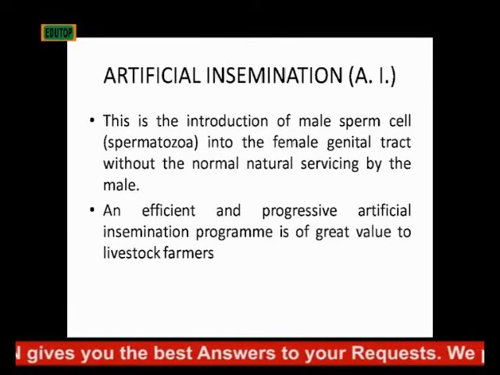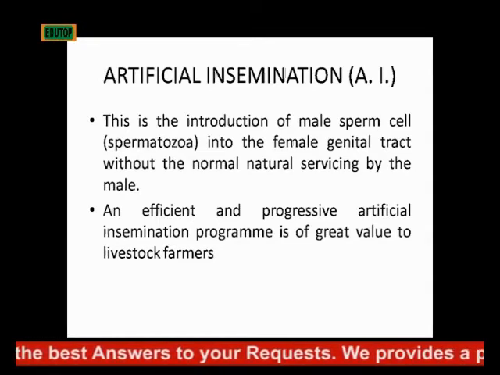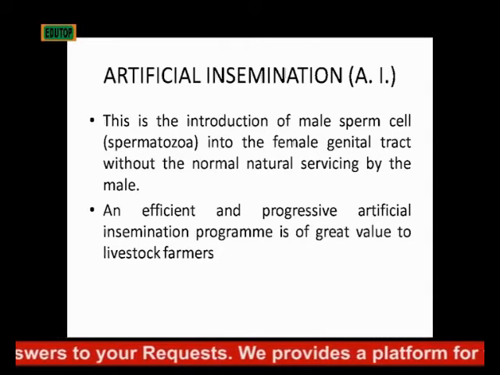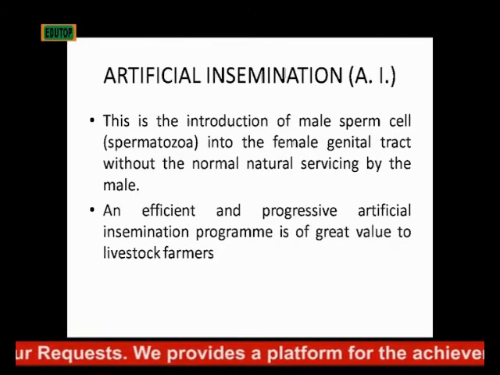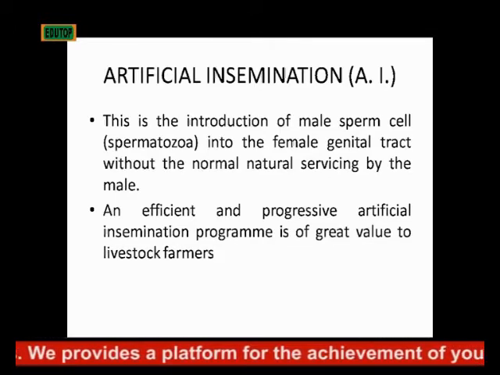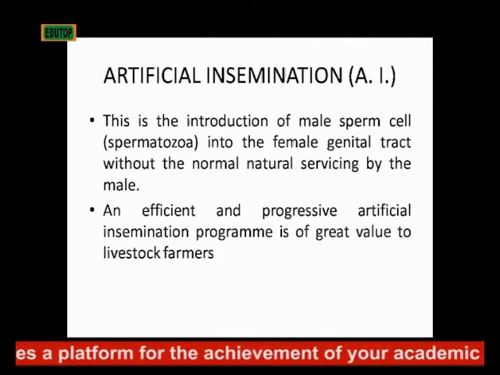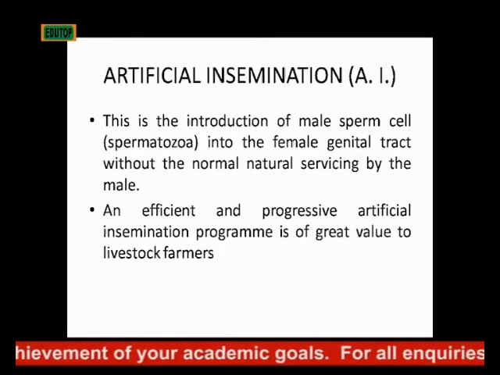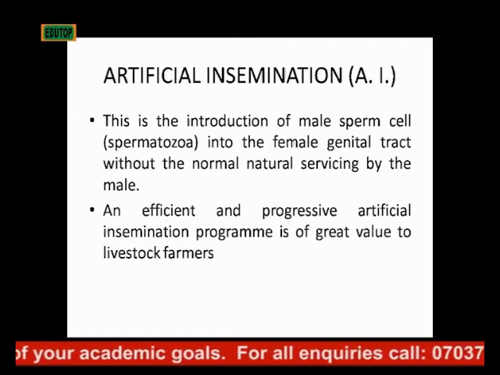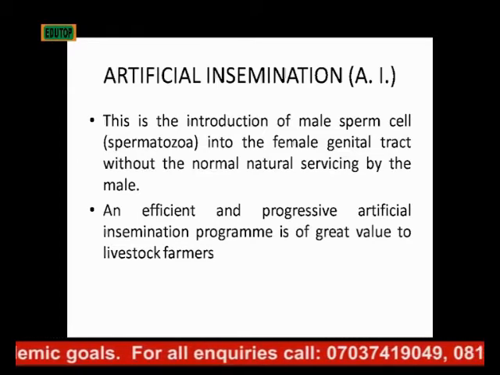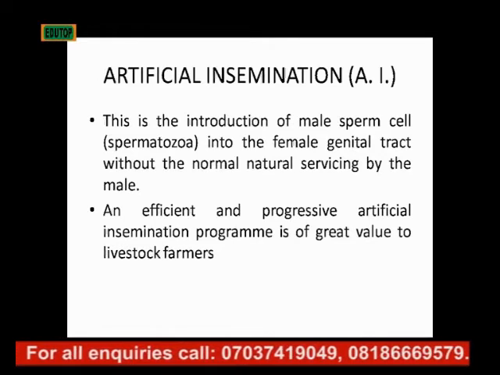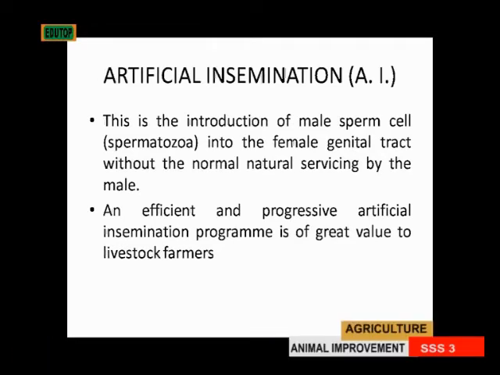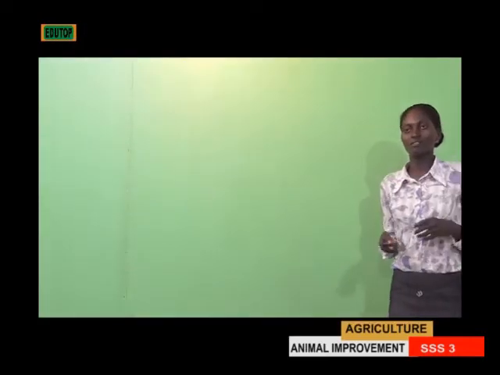It's not the normal mating whereby the male and the female come together. No, this artificial insemination method is just the sperm. The male animal is not really needed to be physically present before the sperm can be used in mating or in producing an offspring from the female. An effective and progressive artificial insemination program is of great value to livestock farmers.